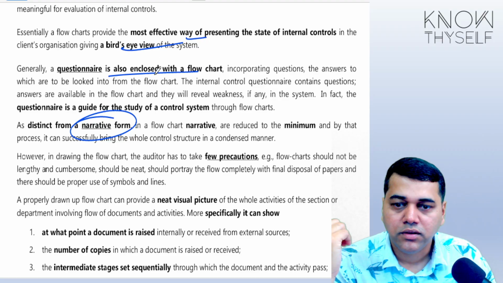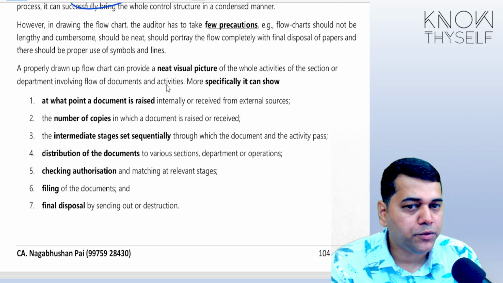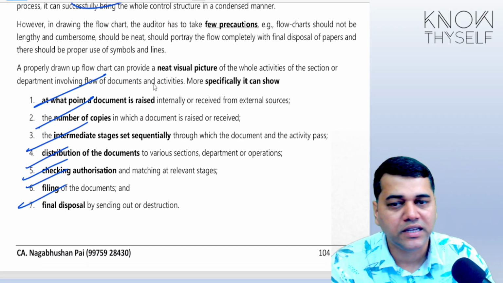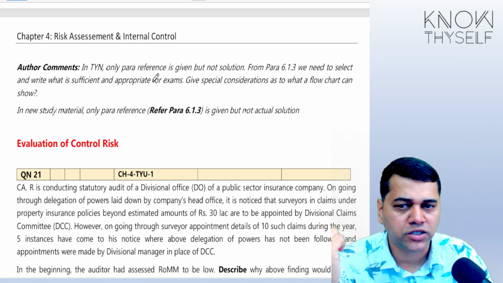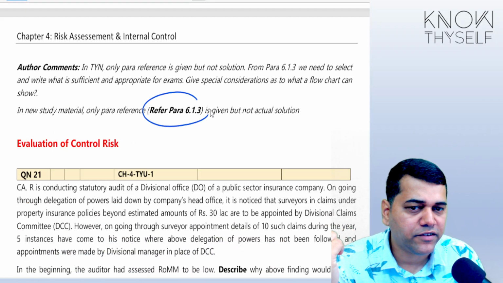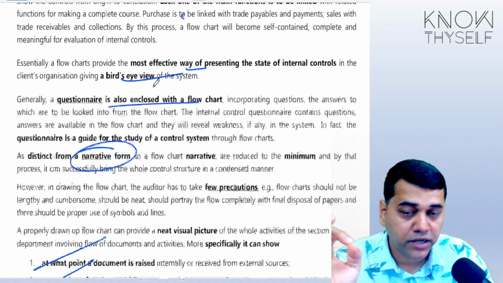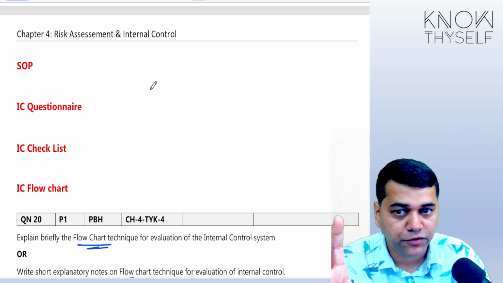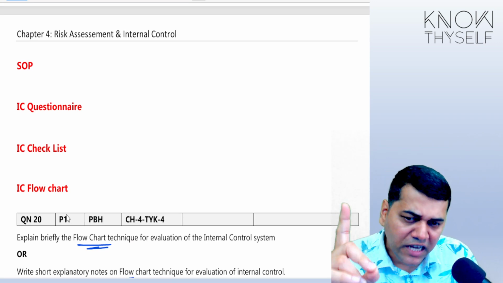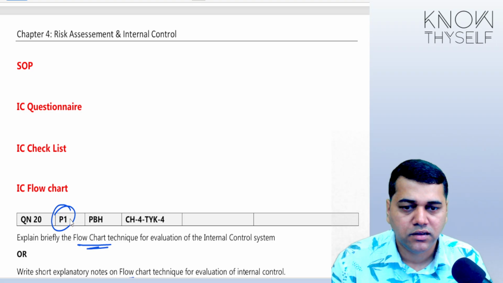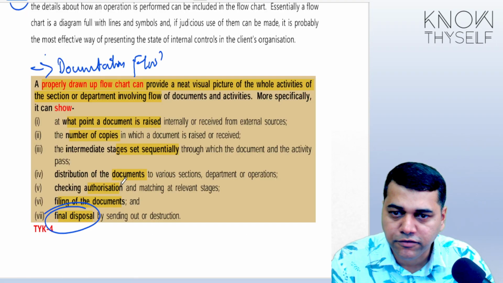Now, what it will help you with is that it will give you a picture of what time documents are raised, number of copies, checking points, filing, etc. That's it. There's only one question, and in the study material they said refer para 6.13. They have not given the solution. That's why I marked it important, because in this particular session, if you see the evaluation, there's only one question, but the pages have so many things they have asked. That's why we will be careful with this particular thing.